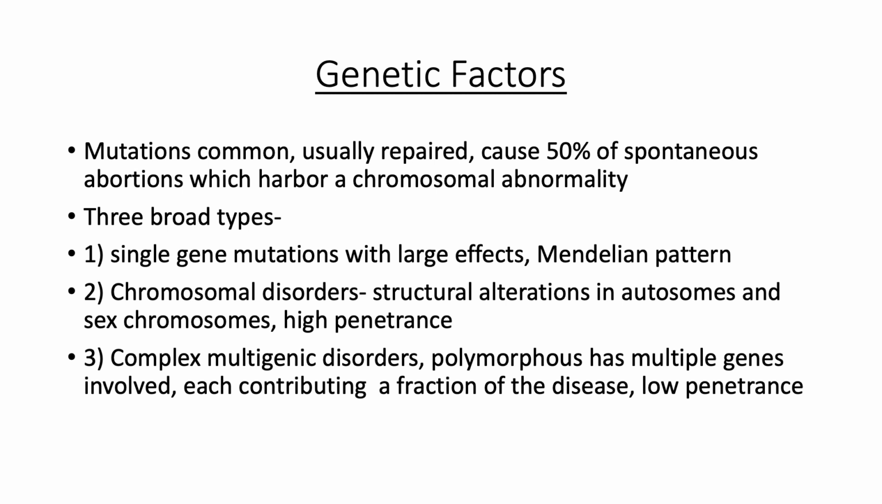Mutations are common and they're usually repaired, and these cause 50% of spontaneous abortions, which harbor a chromosomal abnormality. There are 3 broad types. There are single gene mutations with large effects, and these have a Mendelian pattern. Number 2 is the chromosomal disorders. These are structural alterations in autosomes and sex chromosomes, and they have high penetrance. And the third type is complex multigenic disorders. The polymorphous ones have multiple genes involved. Each contributes a fraction of the disease, and there is low penetrance.